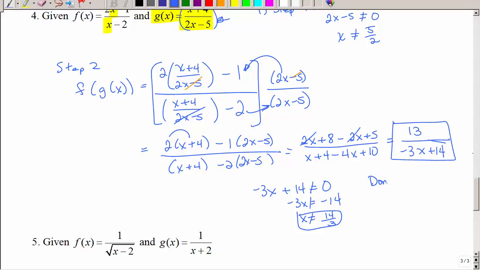So what's the domain of f of g of x? It's x cannot be what we started out with in addition to 14 thirds. All real numbers but those two values. So the algebra is a little yucky, but it's not that bad.